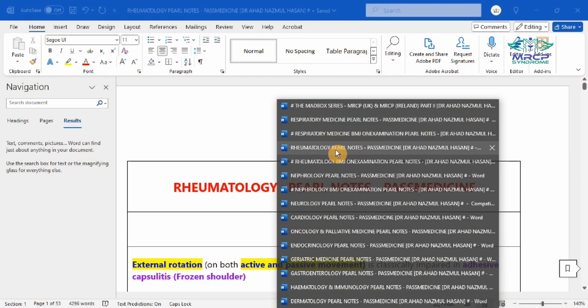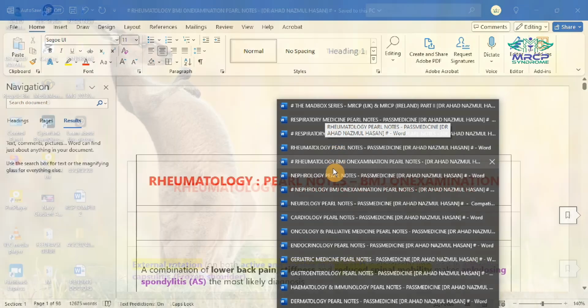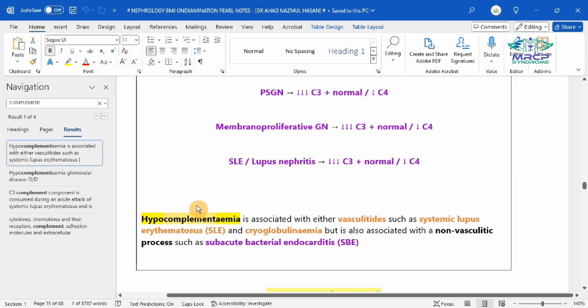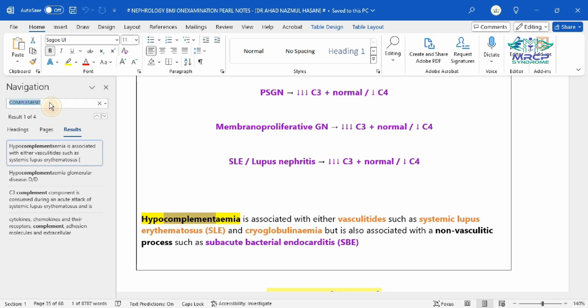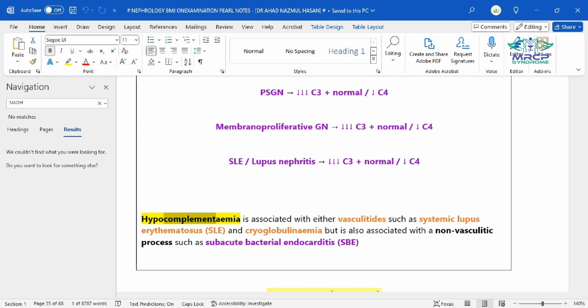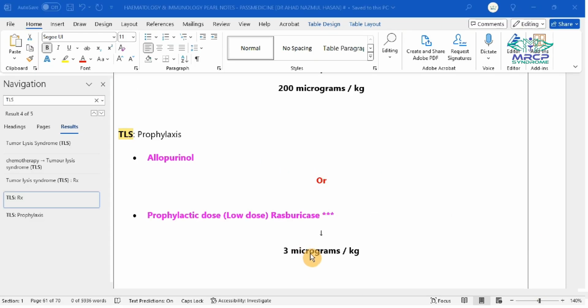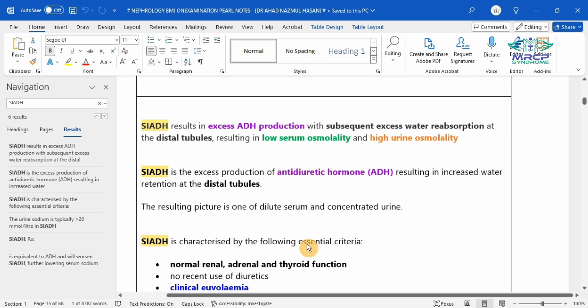So what are the preconditions, or what are the essential criteria for diagnosing SIADH? What are the essential criteria? Anyone? Serum sodium is less than 130. Urinary sodium is more than 30. Plasma osmolality is less than 250. No, no, I'm asking about the essential criteria, not the parameters. What are the criteria that should be fulfilled?